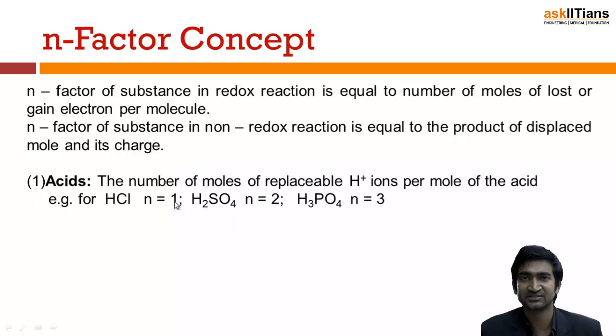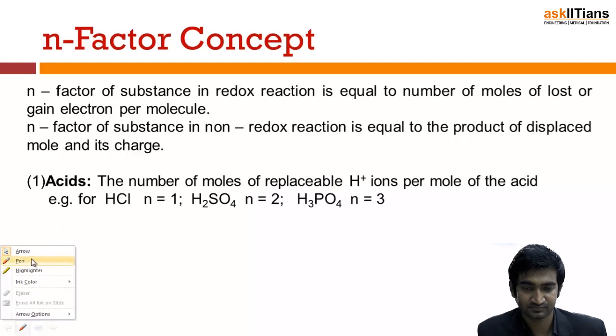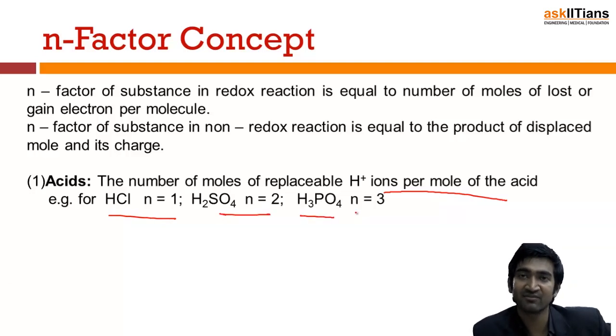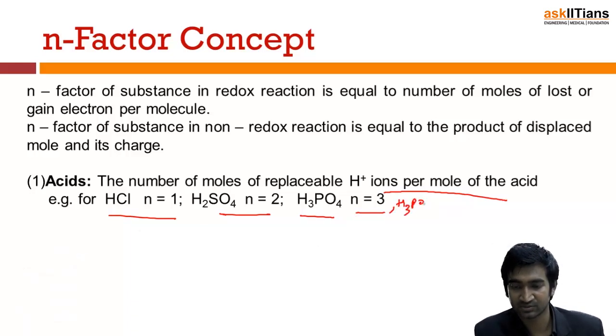For acids, the number of moles of replaceable H plus is known as your n factor. For HCl, I can have only one H plus, so n is 1. For H2SO4, I have 2. For H3PO4, I have 3. For H3PO3, n is equal to 2, because it depends upon the structure.